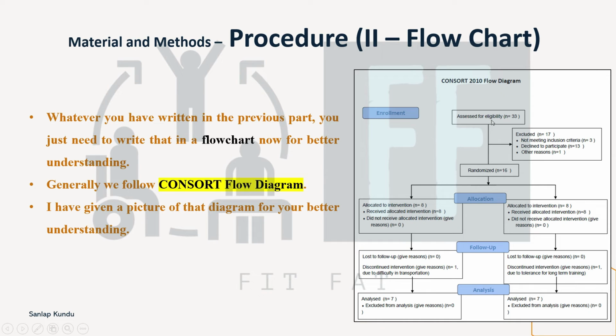So for synopsis, remember, you have not taken any patients yet, so you need not write any n values over here. Now, for the allocation part, you just need to mention in which group you are giving what intervention. Just mention that and also mention the outcome measures that you are performing on the patients. Now, if you don't have a follow-up in your study, don't worry, you need to write nothing in this part.